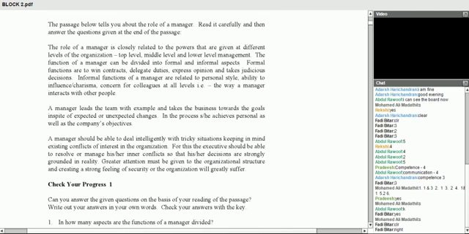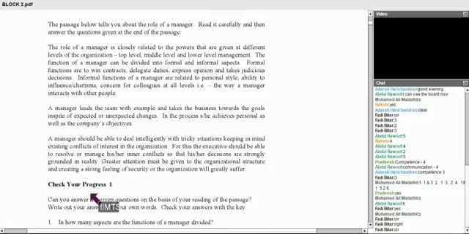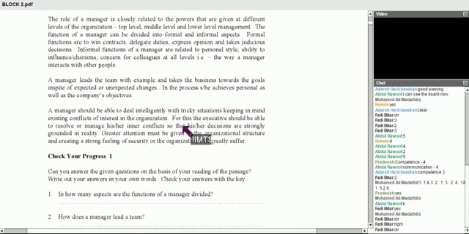So the role of the manager, as this word suggests, is not just managing a team. He or she has to do so many other things which are mentioned here. Is it clear?